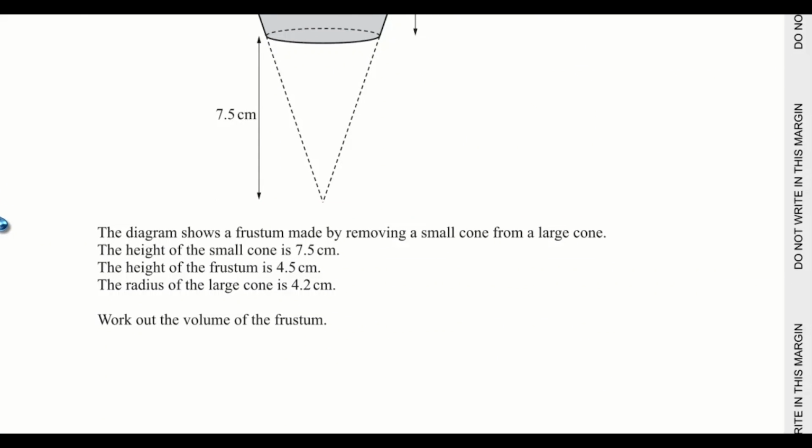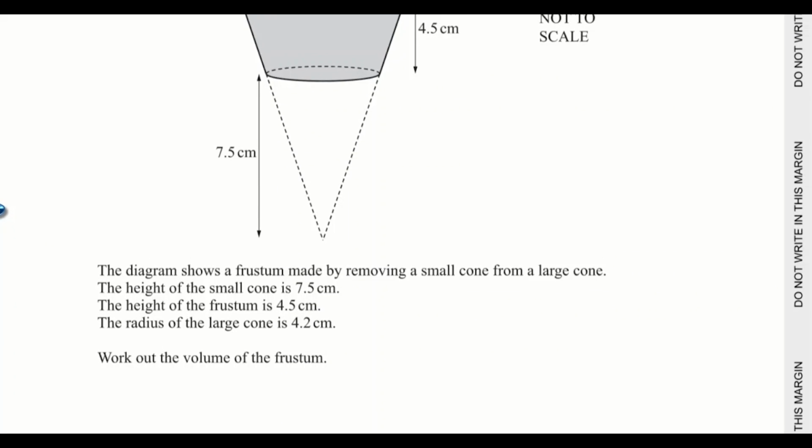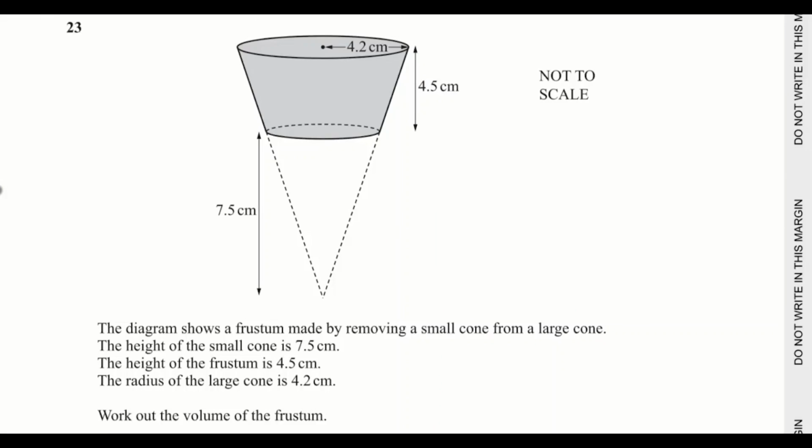The height of the small cone is 7.5 centimeters. The height of the frustum is 4.5 centimeters. The radius of the large cone is 4.2 centimeters. Work out the volume of the frustum.